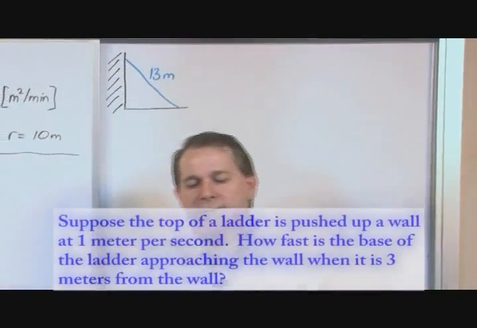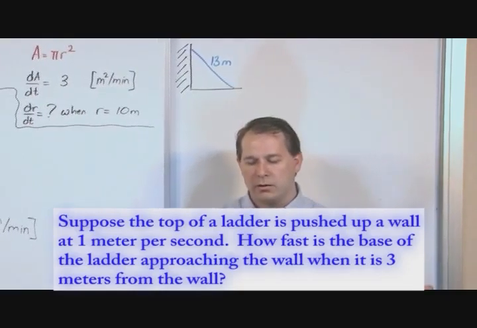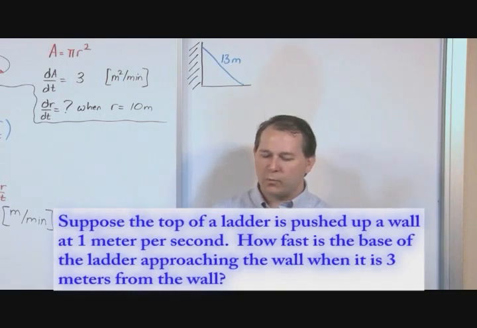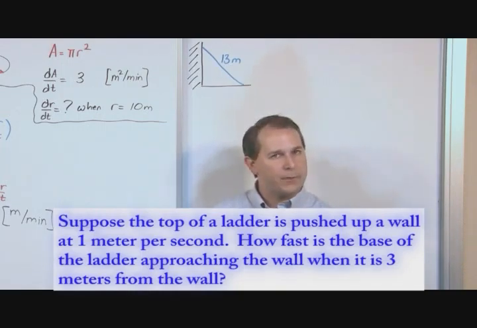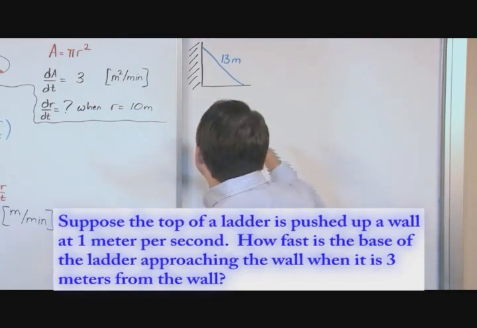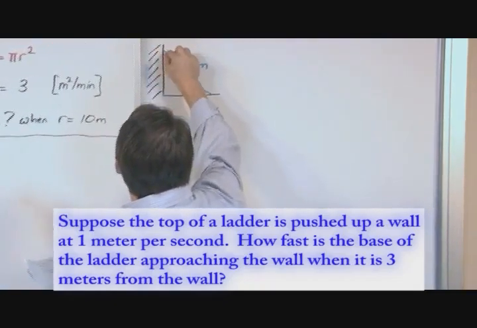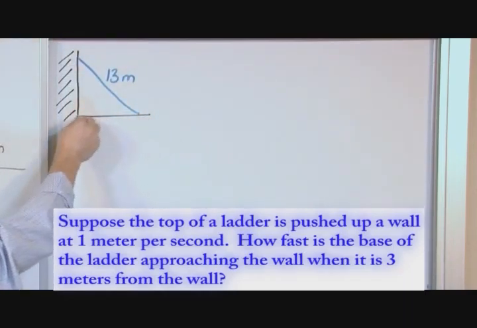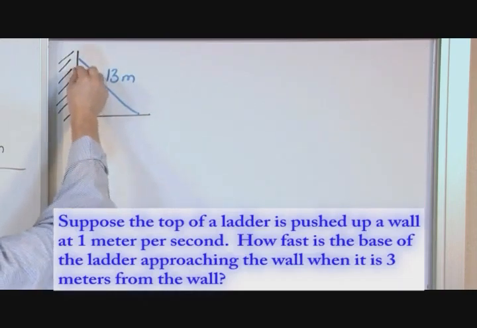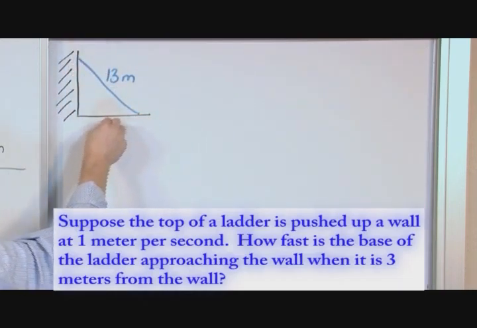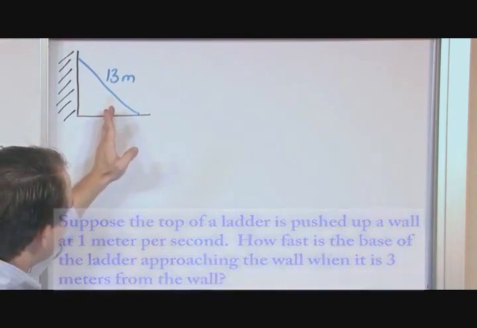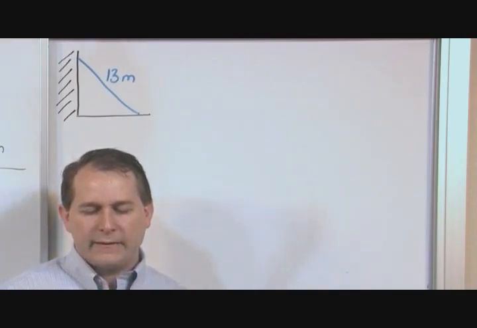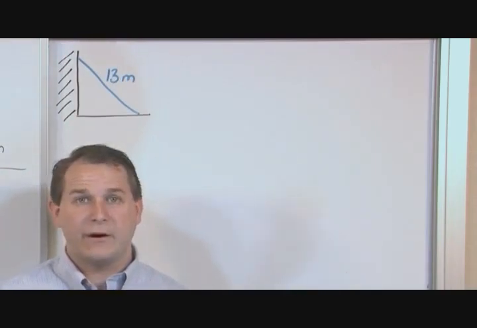And the problem says, suppose the top of a ladder is pushed up a wall at 1 meter per second. How fast is the base of the ladder approaching the wall when it is 3 meters from the wall? Okay, so you really have to look at this. If you're pushing up with 1 meter per second, that means you grab this and you drag it up the wall. So this base is going to scoot towards the wall at some speed, right? So I'm pushing this guy up at a certain speed. This is going at a certain speed. And I want to know, once I'm at 3 meters from the wall, like about here, then how fast am I approaching the wall? Without calculus, it would be super difficult to even figure out how to approach this problem.